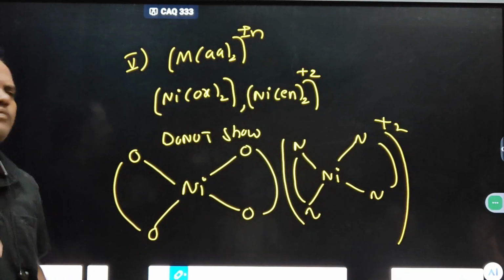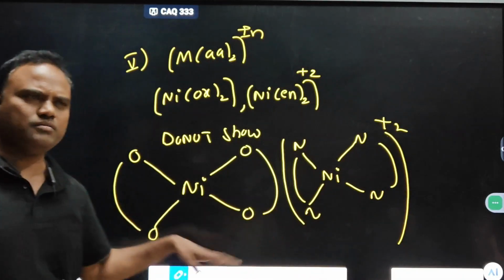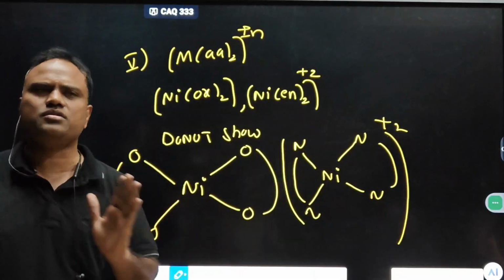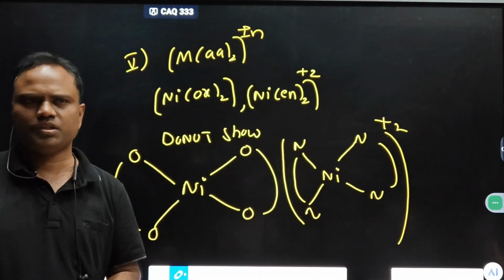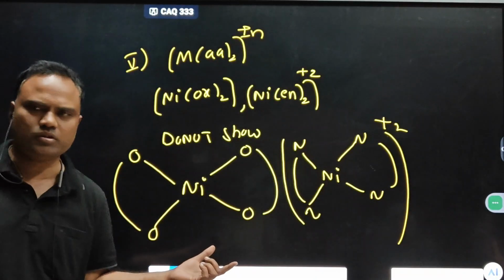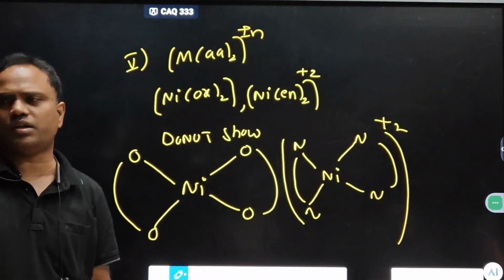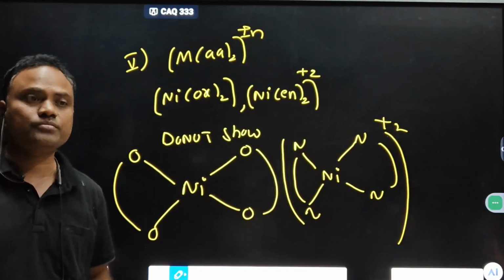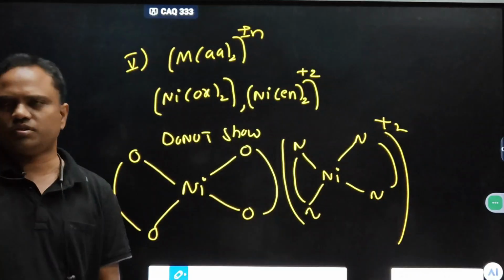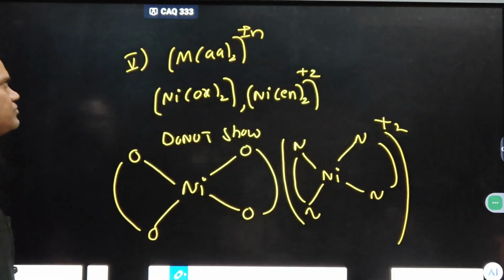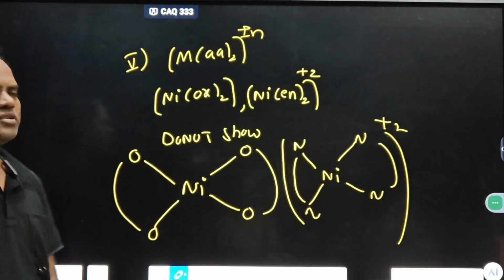So instead of remembering all these bulky, complex structures, remember the format. The reason I explained here. So remember the format: MAA taken twice does not show cis-trans geometrical isomerism. Next, Roman number 6.